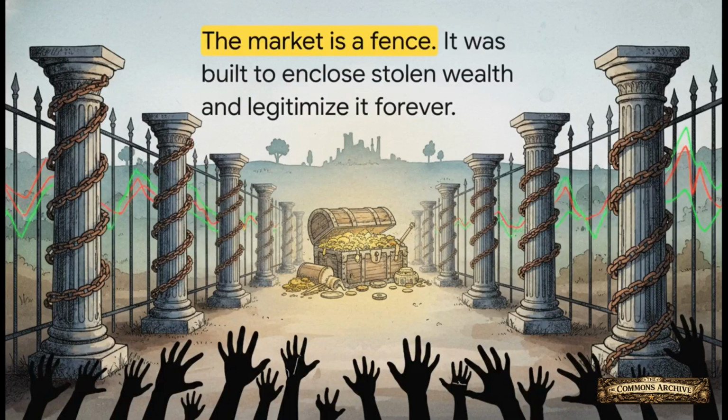Our source offers this powerful final metaphor. The market is a fence. Just like the physical fences that were built to enclose common lands and kick people out during the Highland Clearances, the modern market system was built to enclose stolen wealth, legitimize it, and put it beyond question forever. It's a legal and financial barrier protecting the spoils of history.